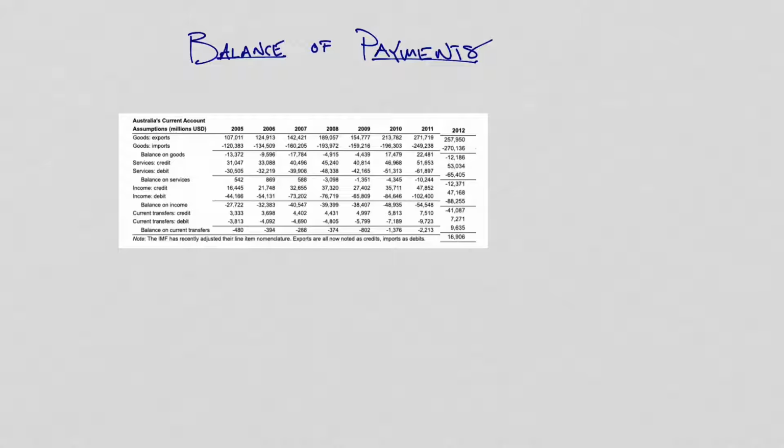Okay, so the balance of payments is essentially a tally of what a particular country is doing with all the other countries out there. So a country does exports, sells goods and services abroad, but it also buys goods and services from abroad. And the balance of payments really just keeps track of all those money flows.